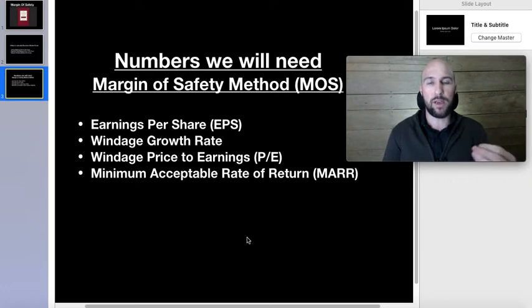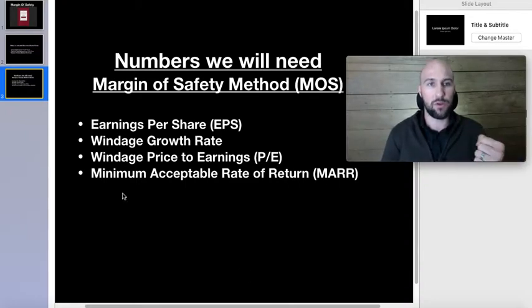Then the future price to earnings. If you don't know what a price to earnings is, have a look at the description below. I did a video on PE ratios to explain what that is, but it simply means how much the company will sell for in the next 10 years. You just work that out as well.